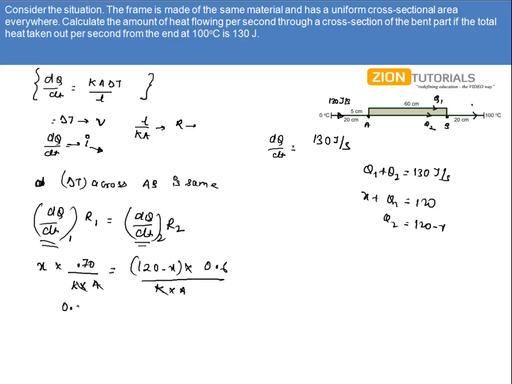I have 0.7x is equal to 120 minus x into 0.6. On solving this equation, I get the value of x as 60 joules. That is the answer.